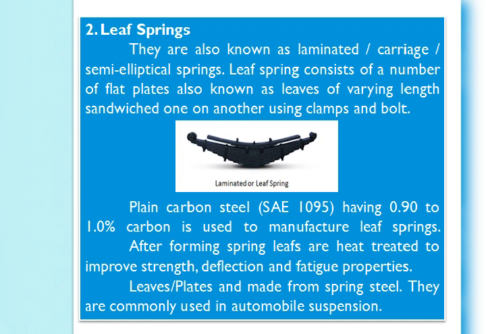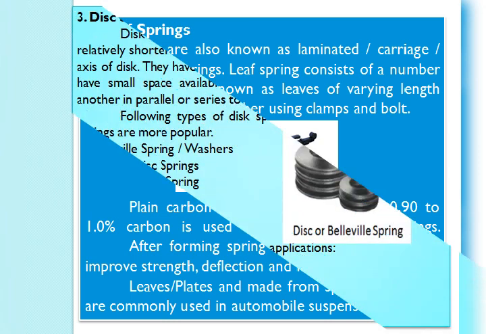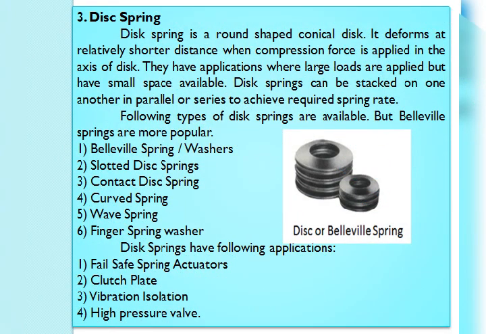Here, it acts as a beam, so it has to take the maximum load. So obviously here deflection plays a very important role. If the deflection is higher, then the capacity of the leaf spring will be higher. Leaves or plates are made from spring steels. They are commonly used in automobile suspension. That is all about the leaf spring.